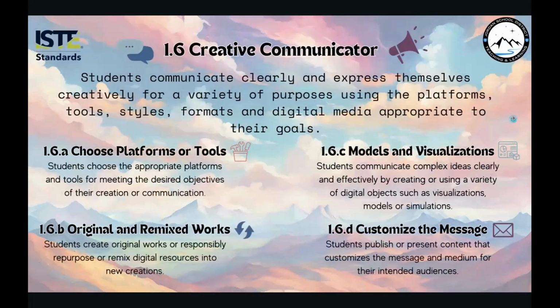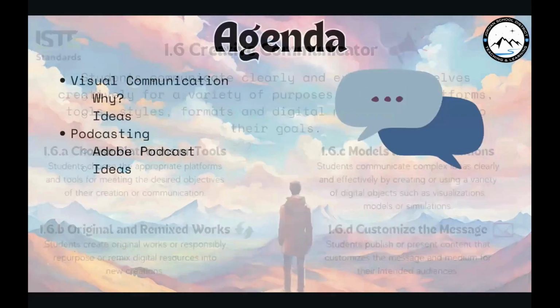When we're talking about Creative Communicator, we're talking about Standard 1.6. This is that students communicate clearly and express themselves creatively for a variety of purposes using the platforms, tools, styles, formats, and digital media appropriate to their goals. So we need to make sure that our goals align with whatever that goal is for them to get the message back over to us.